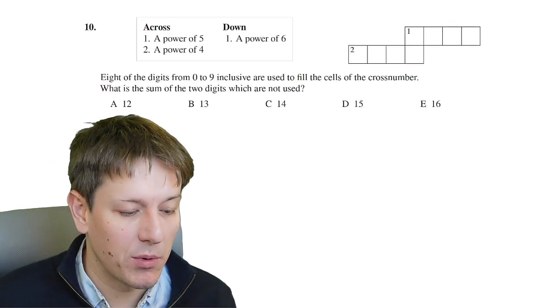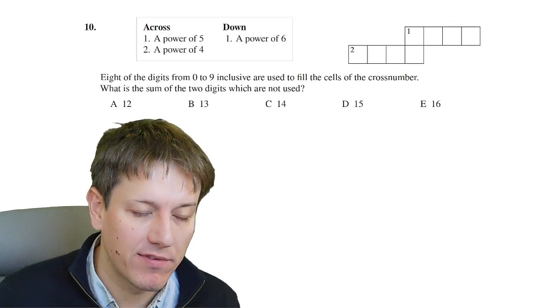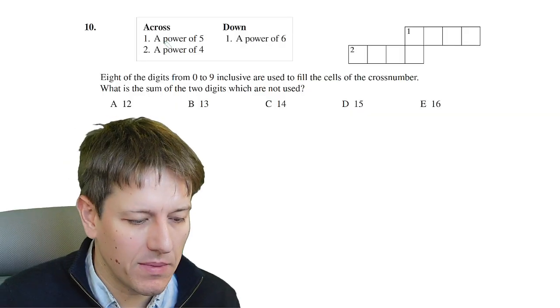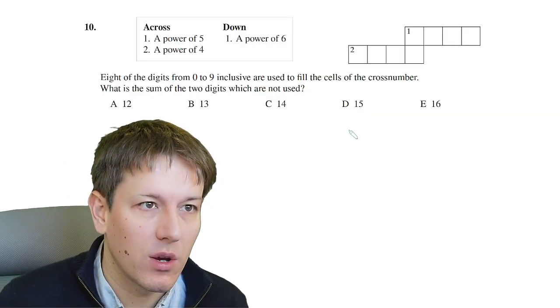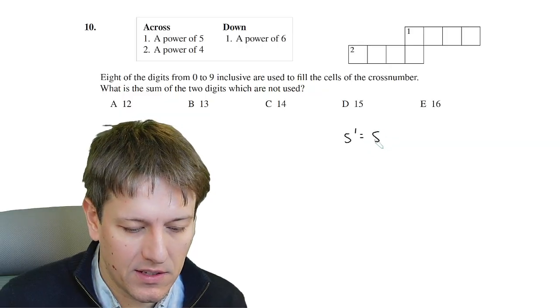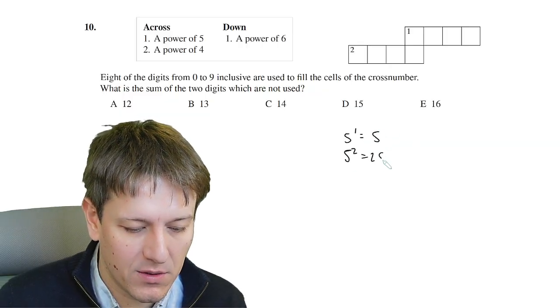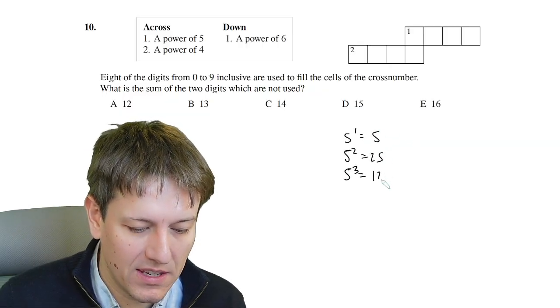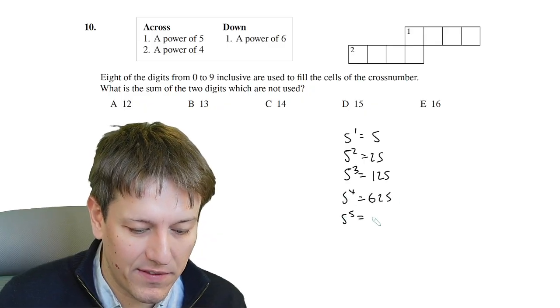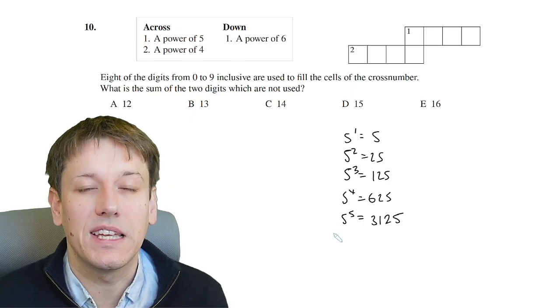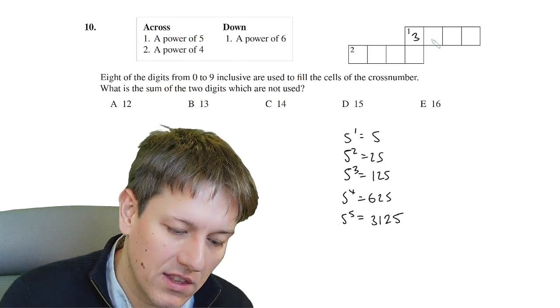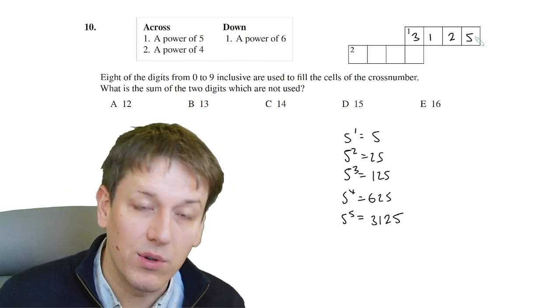Let's fill in this cross number. We've got a power of 5, a power of 6, and a power of 4 to fill in. We'll just do them in order here, 1 across a power of 5. It's got to be 4 digits, right? So 5 to the 1 is 5, 5 squared is 25, 5 cubed is 125, 5 to the 4 is 625, and 5 to the 5 is 3,125. If I go to 5 to the 6, that's going to be 15,000 or something. That'll be too big. So this answer here must be 3125.